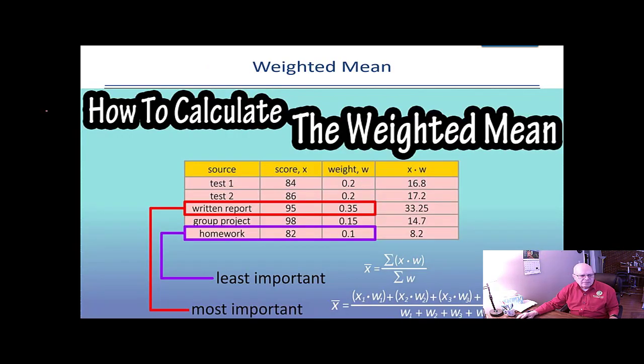Calculating the weighted mean. This is an example. You can hit pause, go over that. Here are the scores, here are the weights. Just multiply them straight across, and add all these up at the end. And if you want to talk about grades, that would be a grade when you add all 5 of those.